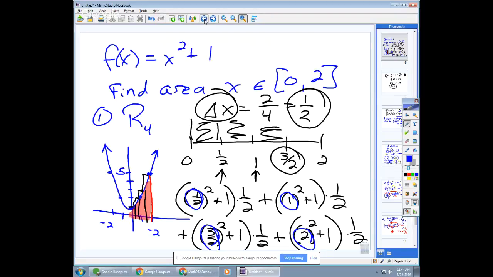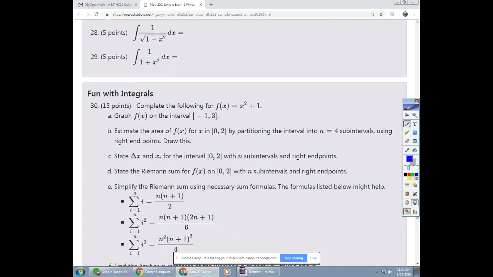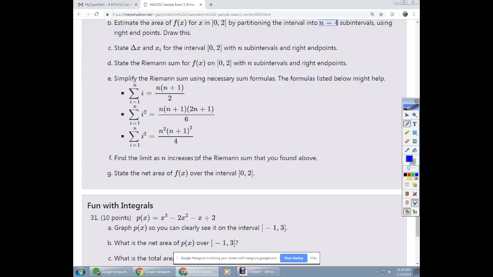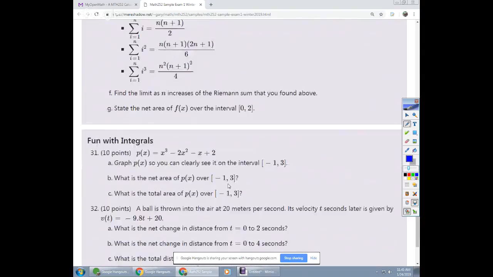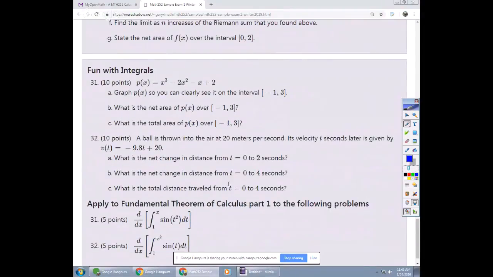So there's going to be a problem like this on the test where I give you a function and then I say follow the steps. Do a Riemann sum with 4 subintervals. Okay, now let's switch to n. Tell me what delta x and x sub i are. State the sum. Try to clean up the sum and then try to take the limit. Then use any means you can to find the area another way to see if they match. Okay. That's probably the hardest problem on the test. All right, everyone take a deep breath.